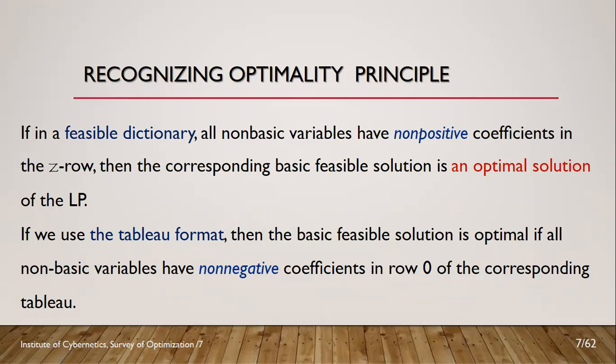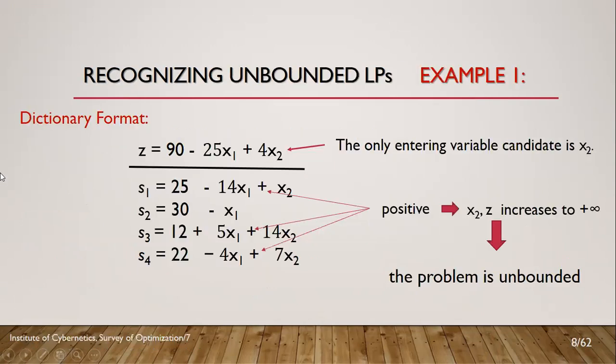In the tableau format, everything goes into the opposite sign because we consider the difference between the z and the right-hand side of this. So when we use the tableau format, then the basic feasible solution is optimal if all non-basic variables have non-negative coefficients in row z, 0, of the corresponding tableau. So here we have non-positive, here we have non-negative. Recall that they have opposite values. Now let's consider the following example.